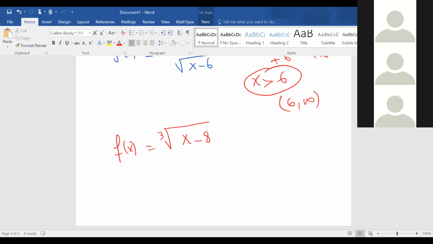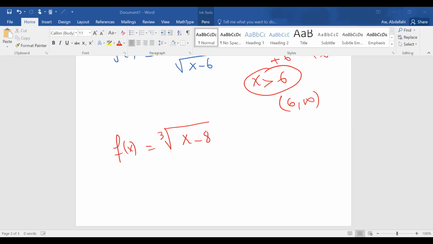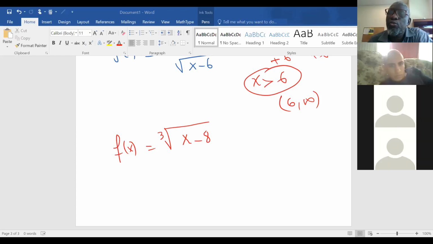What is the domain of that function then? I think all real numbers. Exactly. Everybody understands the logic, why it is all real numbers? Because we don't worry about anything. We don't worry about x minus 8 being positive. We don't worry about x minus 8 being negative, right? We don't worry about that. It's not like square root, okay?